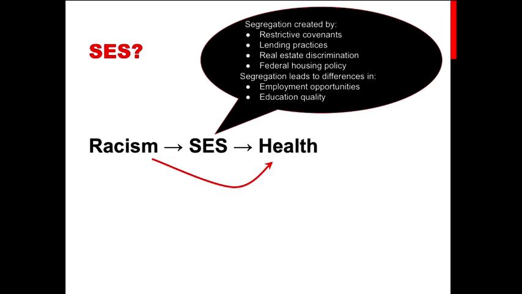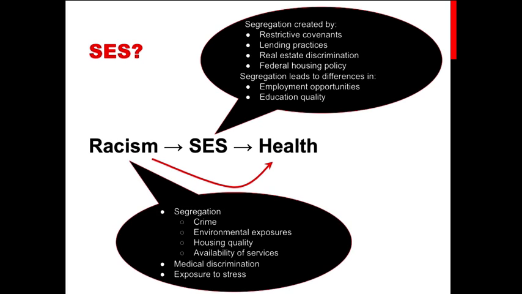So racism also has a direct relationship with health, even when we're not just looking at how it influences socioeconomic status. Racism has led to segregation, which, in addition to producing the kind of economic and educational inequalities that we associate with socioeconomic status, has also led people of color, particularly African Americans, to live in particular communities. And communities that are highly racially segregated and largely populated by Black Americans are more likely to have higher rates of crime, higher exposure to environmental hazards, poorer housing quality, and a lower availability of services.